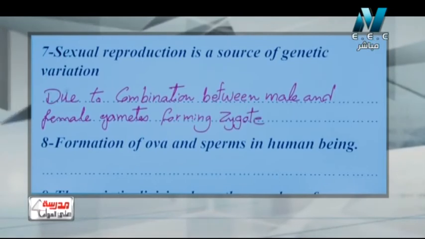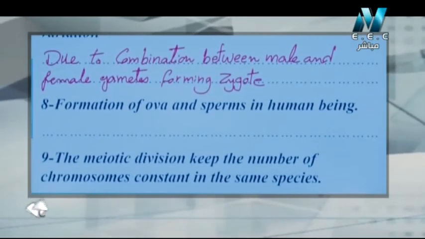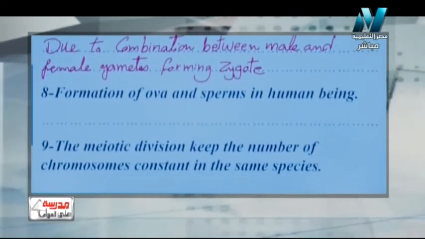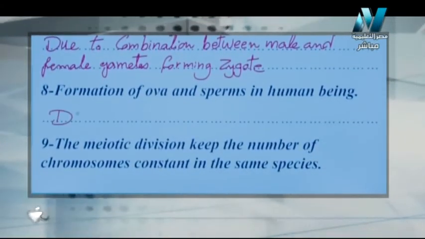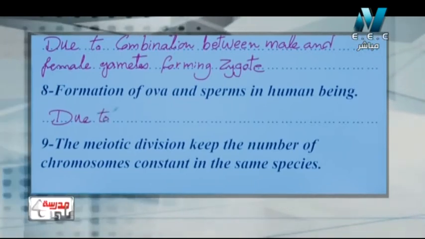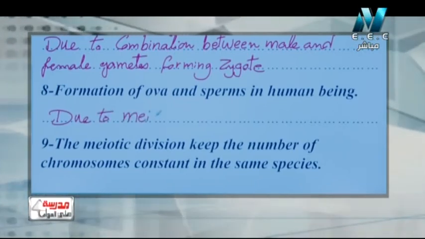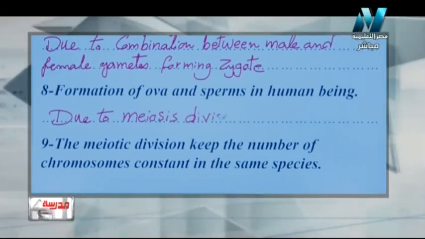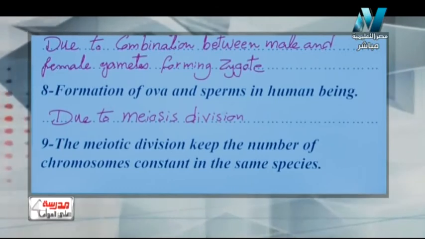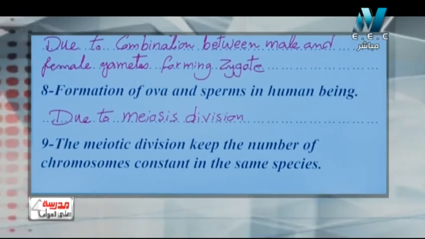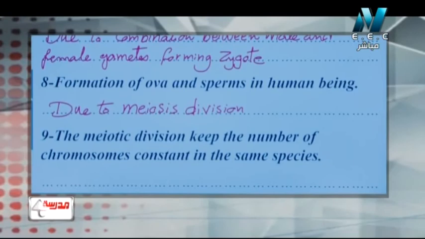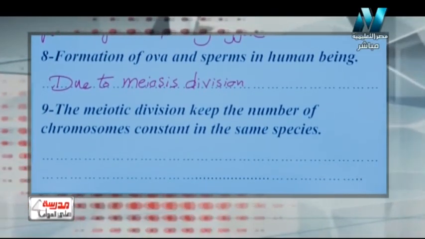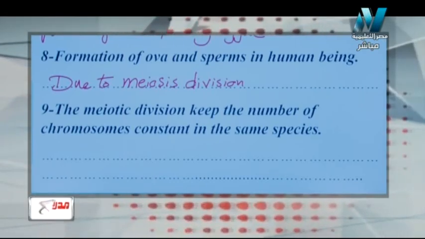Okay. Next question is formation of ova and sperm in human being. Here it says give reason. Why does formation happen? Of course here, due to meiosis division. Due to what? Meiosis division, because we know meiosis division produces the gametes.